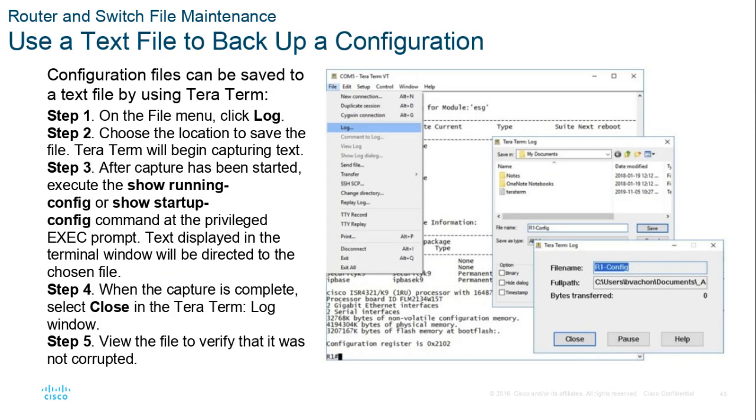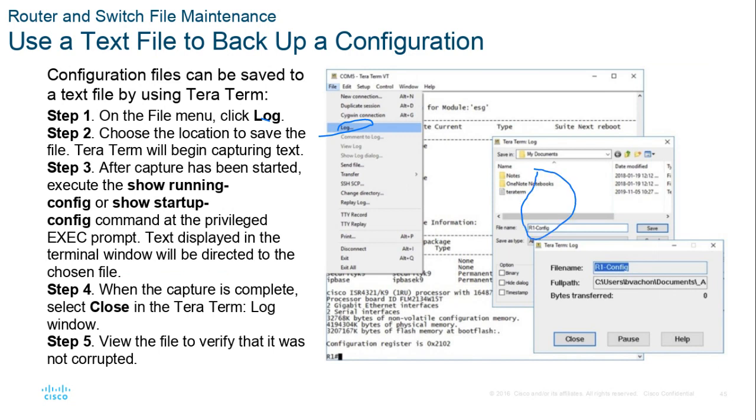There is a feature if you want to back up a configuration of a router. You can use TeraTerm or any other terminal program to do this. He gives the example here. He uses TeraTerm. He's going to go to the File menu and click Log, click this entry here. Then he'll choose some location to save.